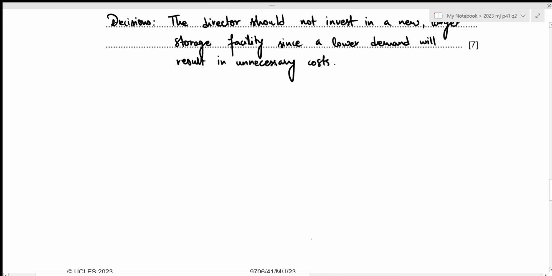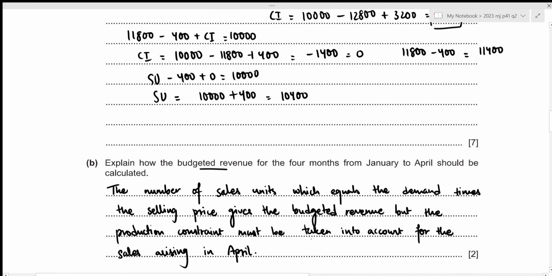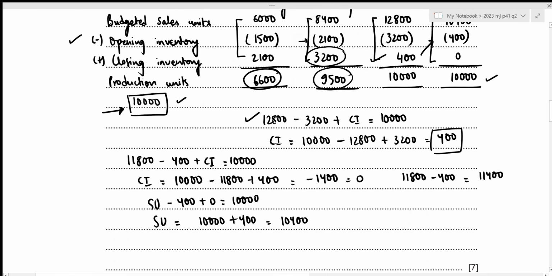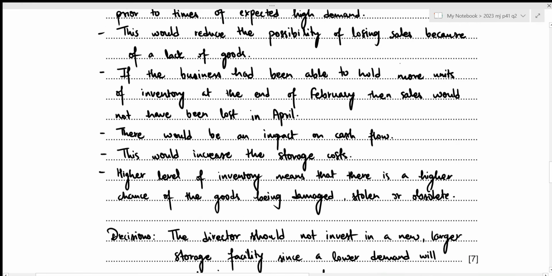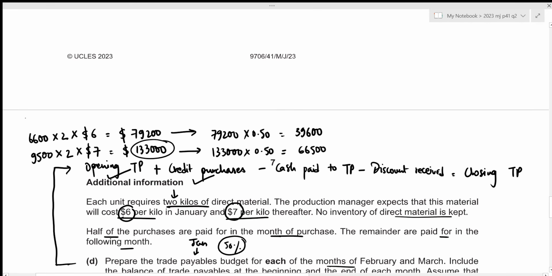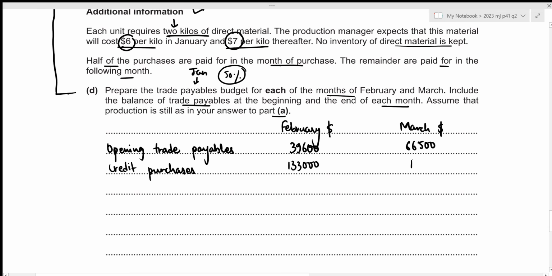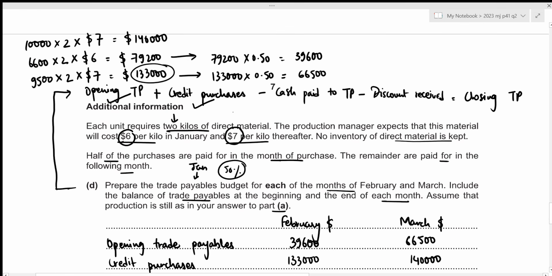We need to repeat the same process for March as well. For March, the number of units produced were 10,000. So let's calculate it. For 10,000 units, each unit requires 2 and the rate is 7 after the month of January. This results in the total purchases for the month of March to be 140,000. Let's write it down. Okay, we're done with the second item of credit purchases.